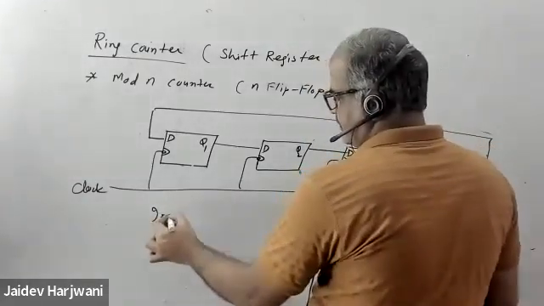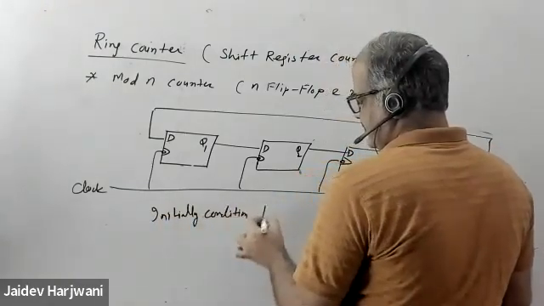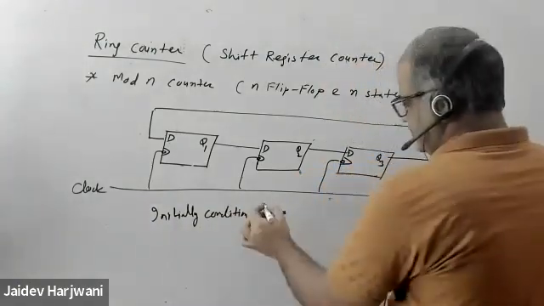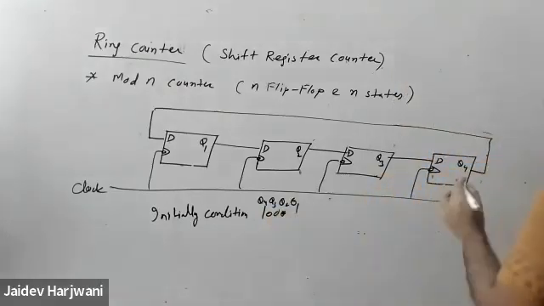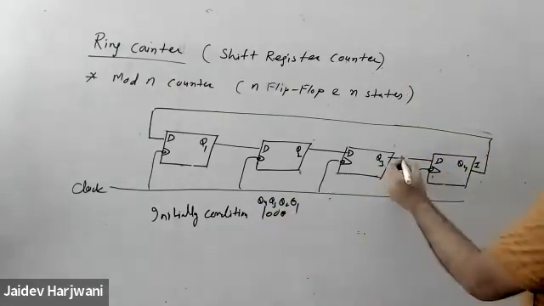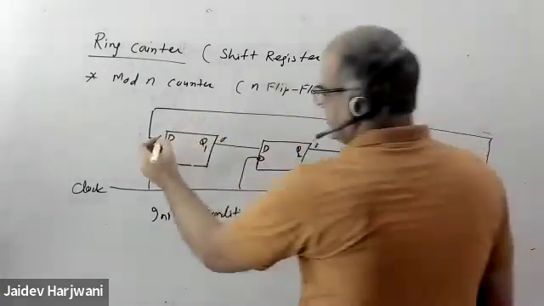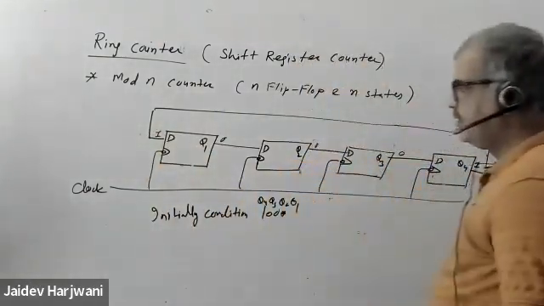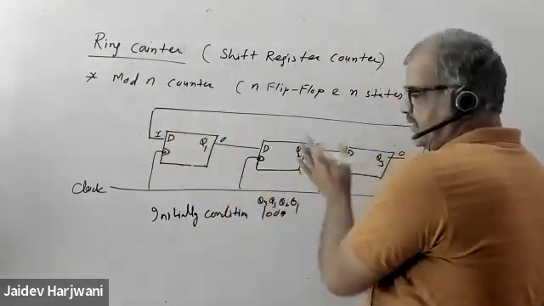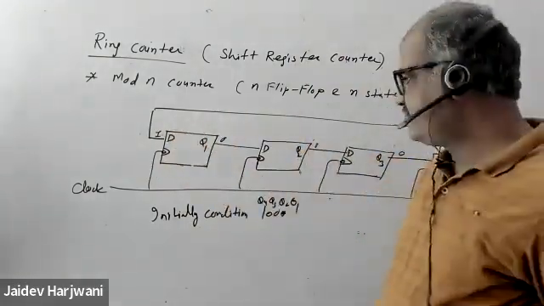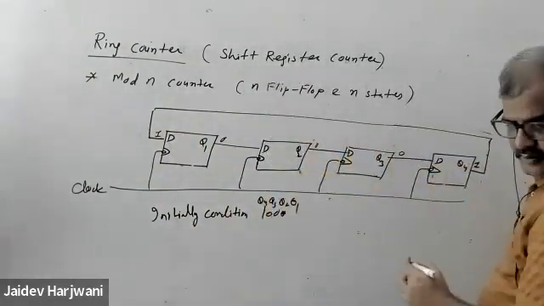Initial condition 1 0 0. That means this is your Q4, Q3, Q2, Q1. So this is your 1, and the initial condition is 0 0 0 0. So the output of this is the input for the first one. Now like a shift register, this one will shift, and different states will form. So for example, if I give the clock.